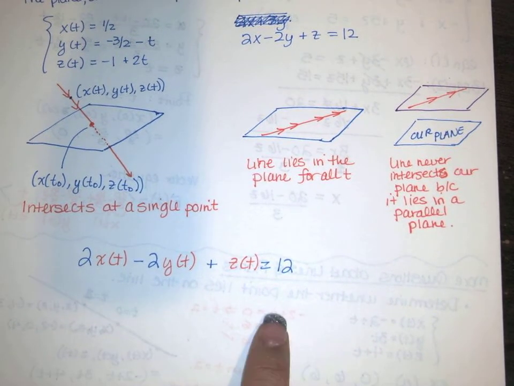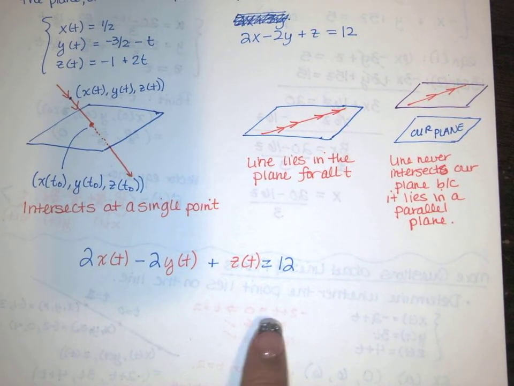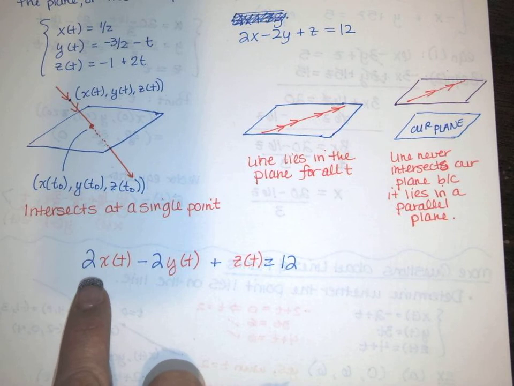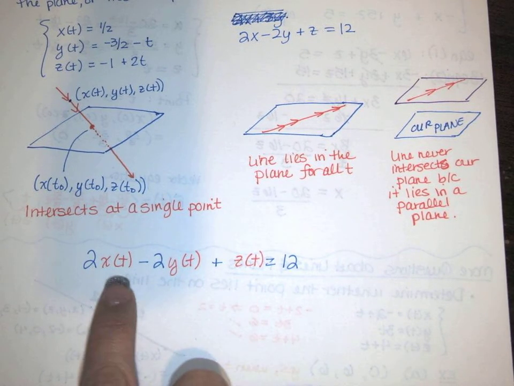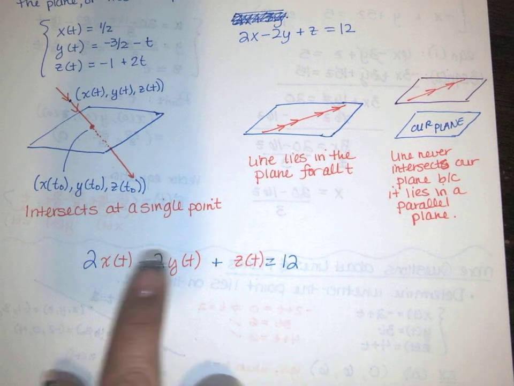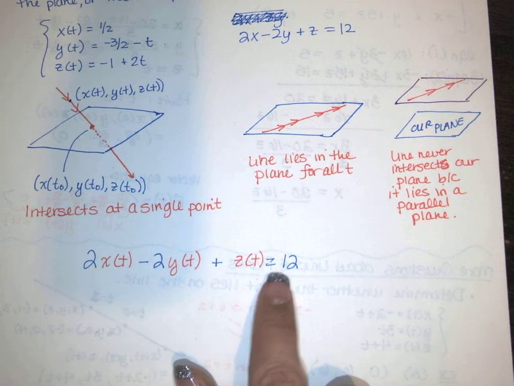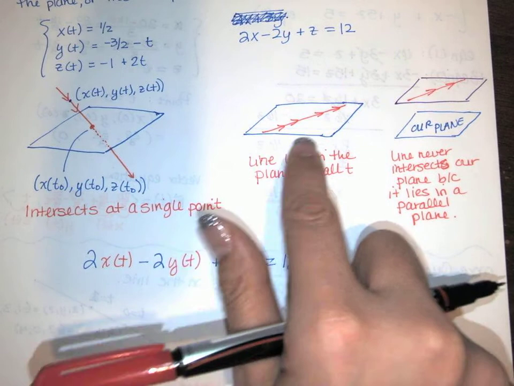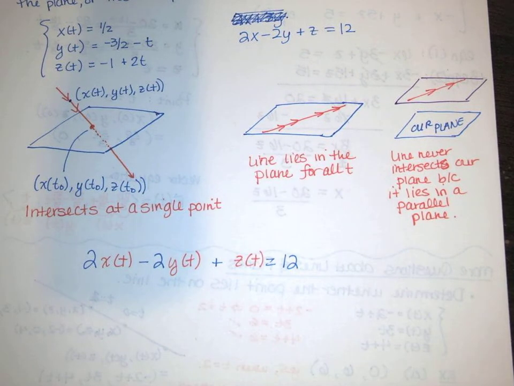Now this is an equation. Now it involves t. The question is, is this true all the time? For all values of t, do I always get 12? If this is true for all values of t, if this side is always equal to 12, then our line lies in the plane for all t.